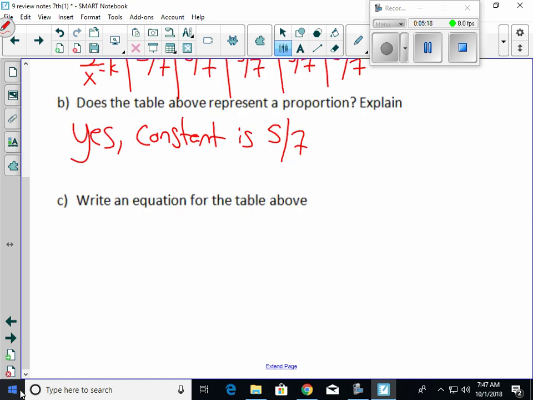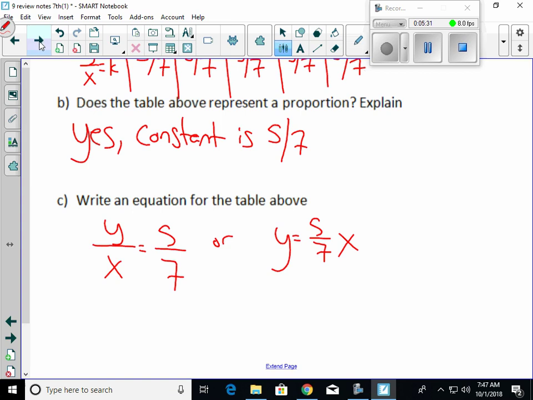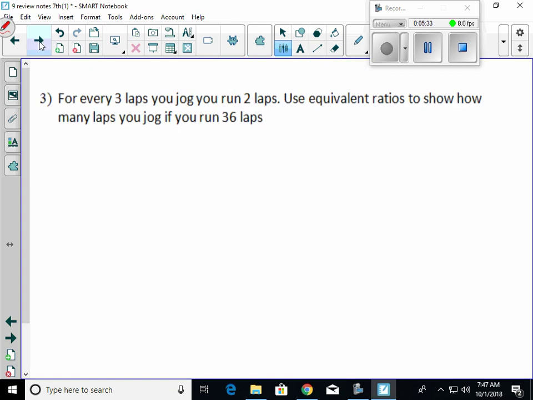I can say that y divided by x equals 5/7, or I can say y equals 5/7x. All right, next way to solve this is equivalent ratios.